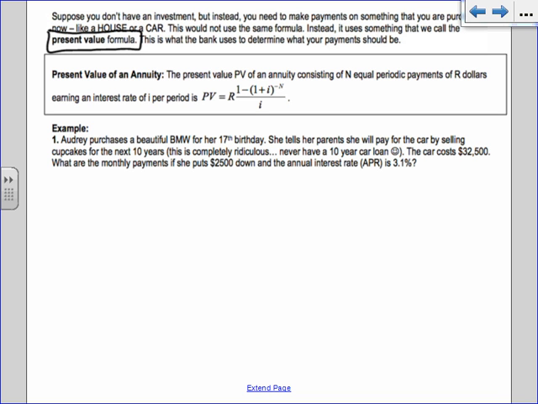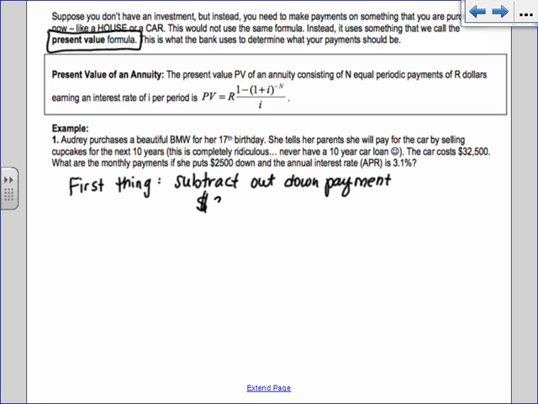No. So the first thing you need to do is subtract out the down payment. So she had $32,500 as the cost of the car, but she already paid for part of it. She paid $2,500. So how much is she taking out her loan for? $30,000, exactly. That is going to be your PV, the present value of the loan.